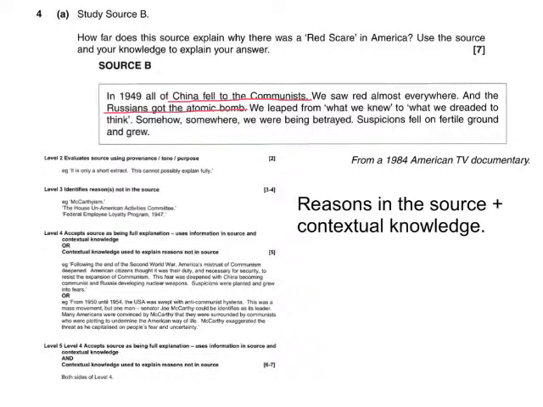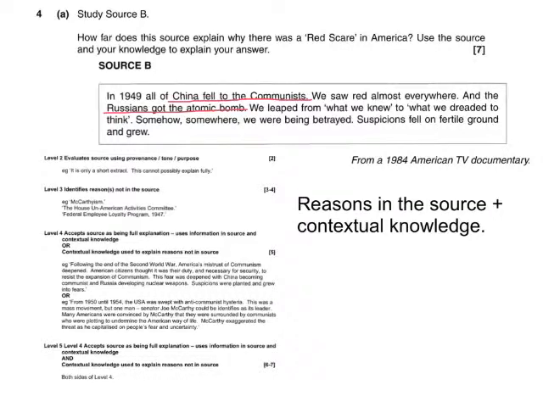So in this case, I'm looking for a reason not in the source to explain why the Red Scare occurred. The obvious one being Joe McCarthy, McCarthyism back in America. That's exactly what this mark scheme recommends. Now, there's not really 2 parts, because if you're explaining reasons not in the source, then that is contextual knowledge. So I'm not going to be saying reasons not in the source plus contextual knowledge. That is the contextual knowledge.